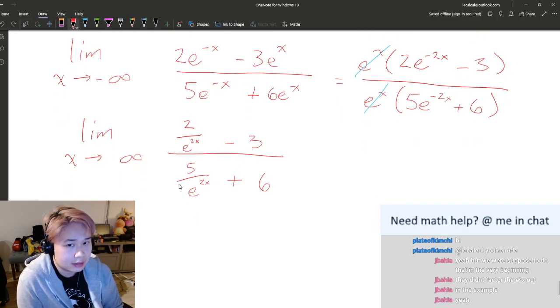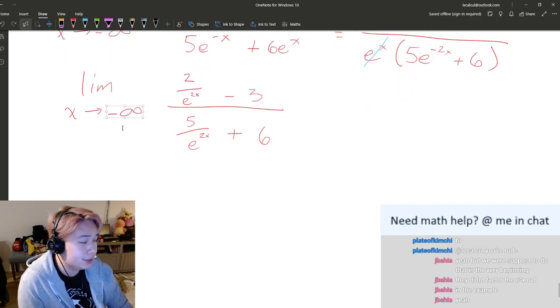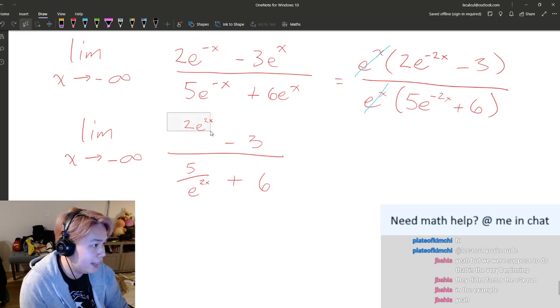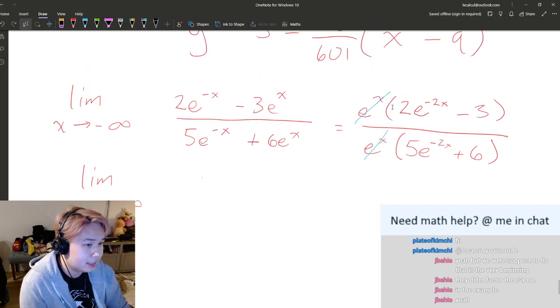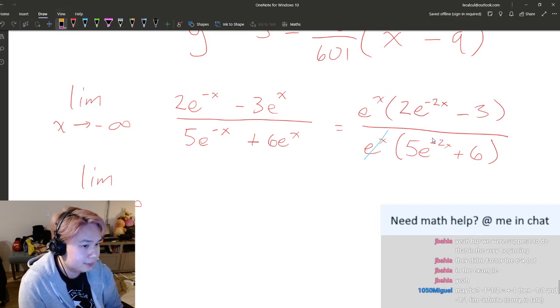So the issue is this one's slightly different. This is a limit to negative infinity. If we were to have x become negative, then this exponent is negative. So then this whole thing flips back over. And then you no longer have a fraction. So because you're going to negative infinity, what we're actually going to do is slightly different. What you need to do is you should be factoring out a negative x.